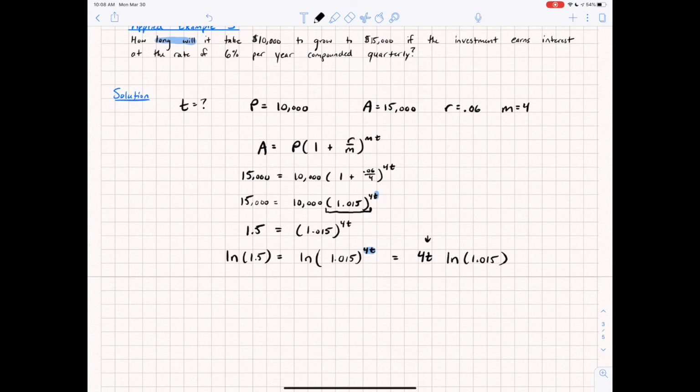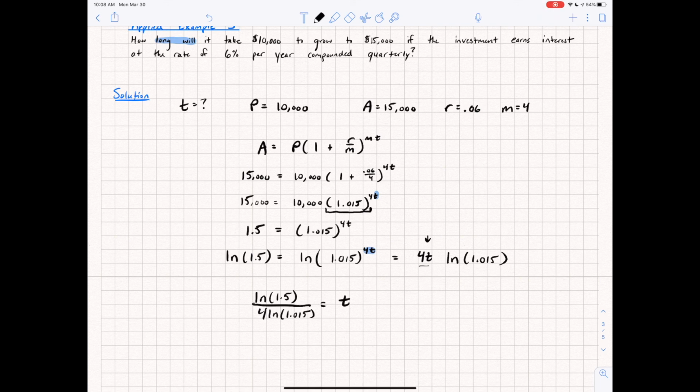All right, so now I want to get this t by itself. So that's going to require me to not only divide by ln of 1.015, but also by 4. So I'm going to take care of that all in one step. So I'm going to do ln of 1.5 divided by 4 ln of 1.015. And this is going to be my t, or how long it's going to take.